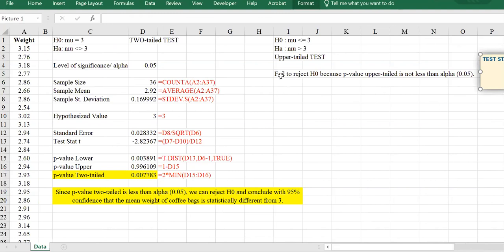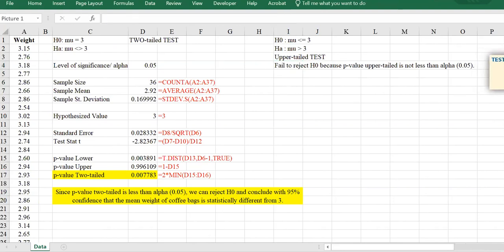What if we had the other way around? Let me copy this and paste it here. What if we had the null hypothesis mu greater than or equal to 3 and the alternative hypothesis mu strictly less than 3? Here, this is a lower tail type of test. We are rejecting at the lower side of the distribution.